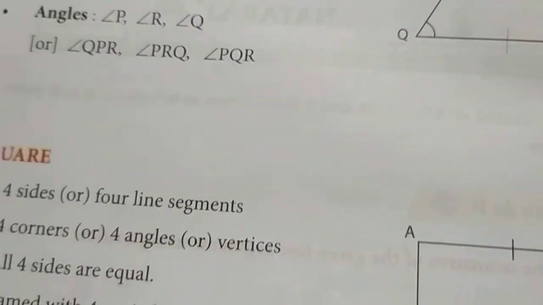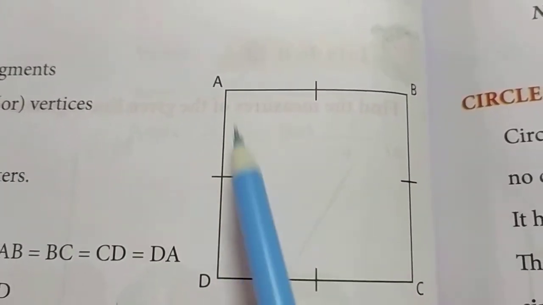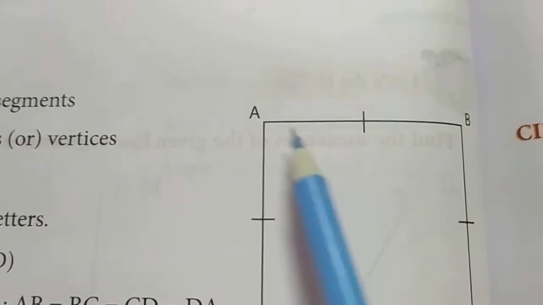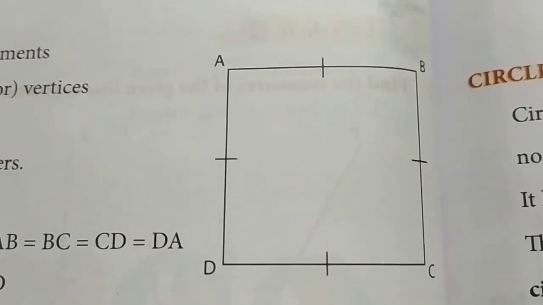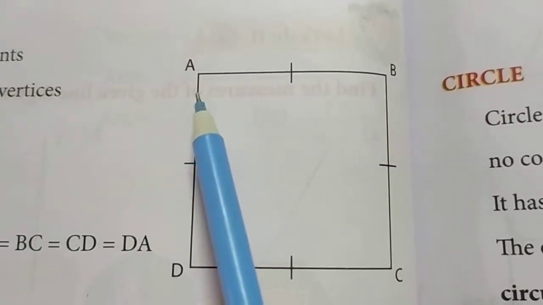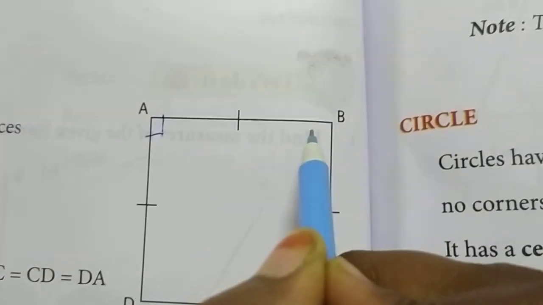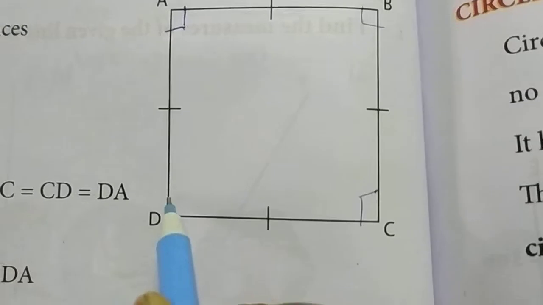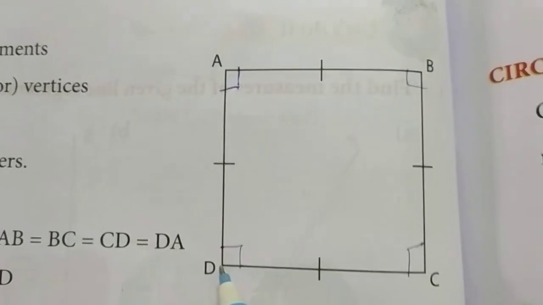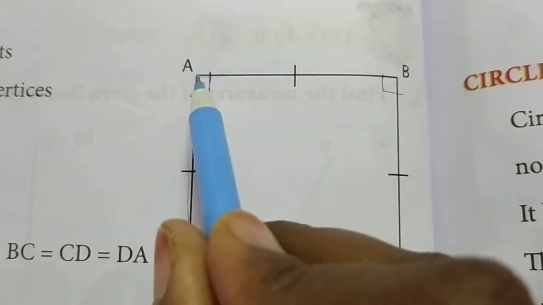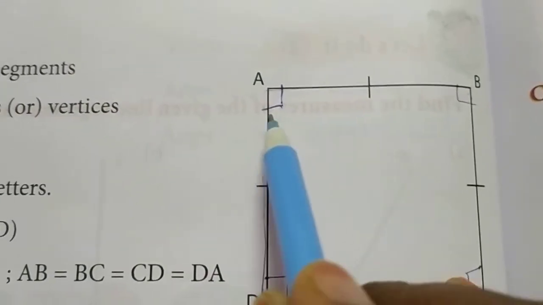Now about the square. See, in a square how many sides are there? 4 sides and 4 line segments. AB, BC, CD and DA. These are the 4 line segments, and we have 4 corners. 1, 2, 3, 4, and here 4 angles. Angle A, angle B, angle C and angle D. Otherwise we can also write it as angle DAB, angle ABC, angle BCD, angle CDA.